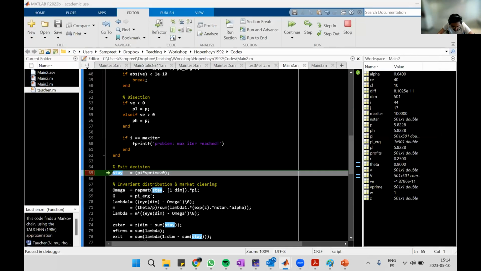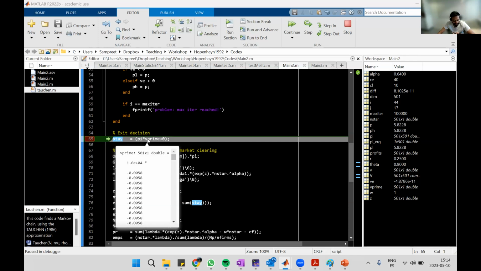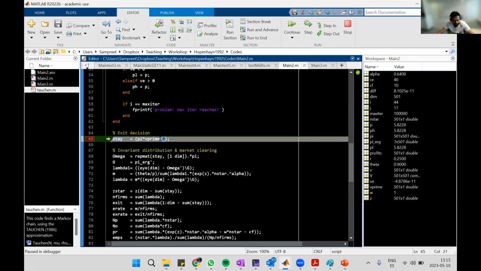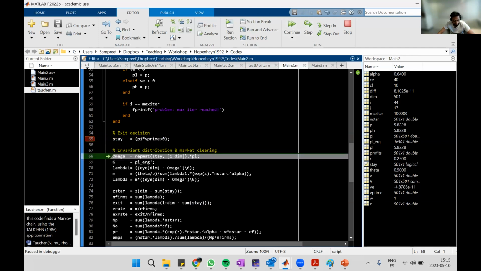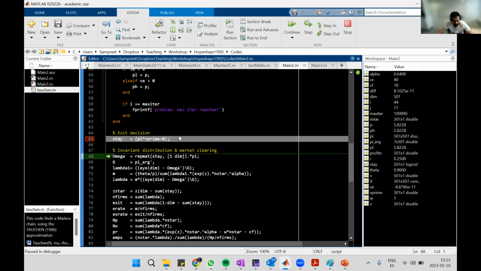So let's do that. First I will compute my static exit decision: if my profits plus the probability times V prime is greater than 0, if the expected value is greater than 0, then I will stay. This will tell you who will stay and who will not. All the zeros are not staying and the ones are staying. You can see that the more productive firms are staying, and the less productive firms are exiting.